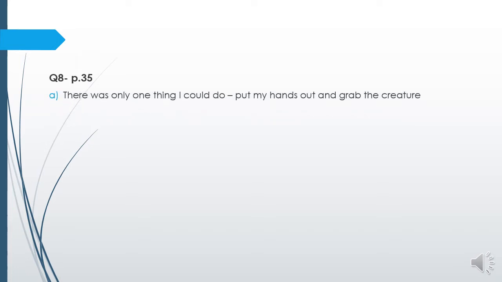The first one: "There was only one thing I could do, put my hands out and grab the creature." This sentence does require the replacement of the comma with a dash. And since the added information, the extra information, prolongs until the end of the sentence, we just need one dash.